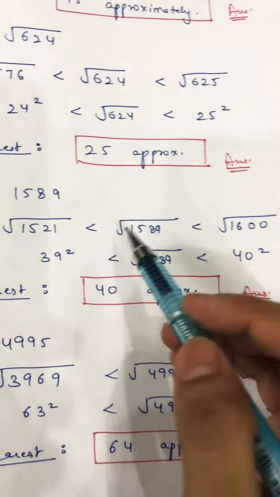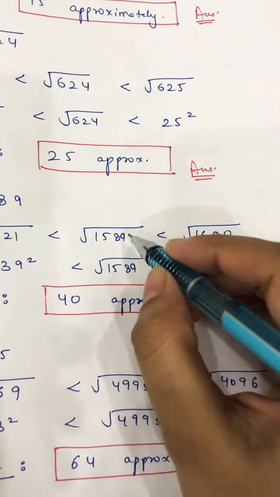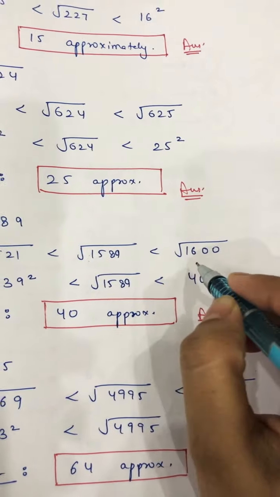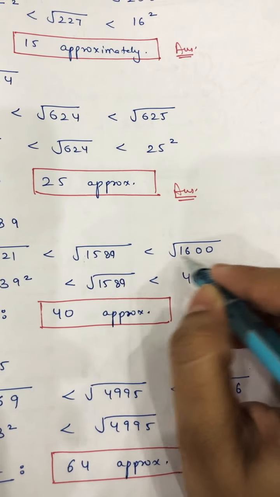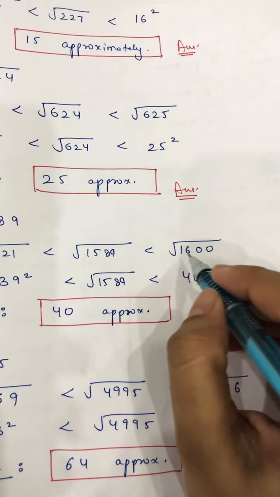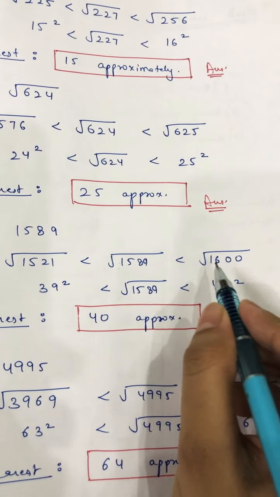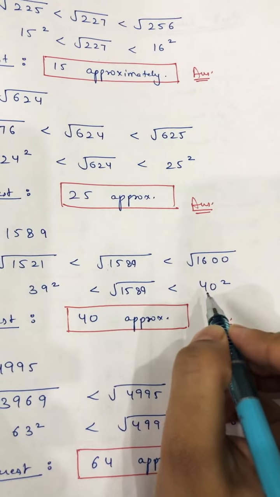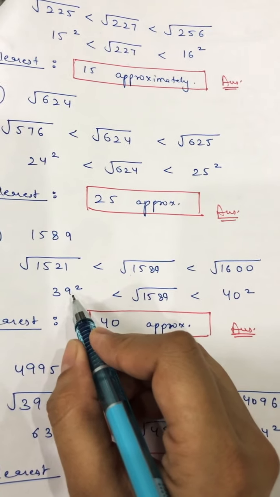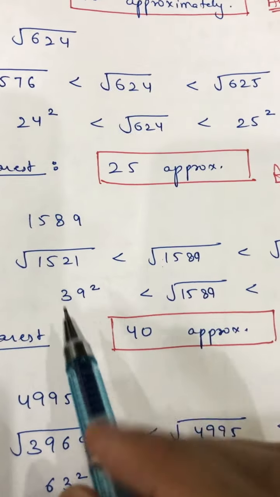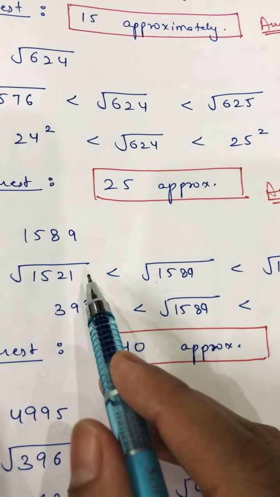Now you have to check that this 1589 is not a square of any number. 1600, you know very well, is a square of 40. It is very close to this number. And if this is a square of 40, then you can go for 39 also. Then check the square of 39. Now 39 square is 1521.